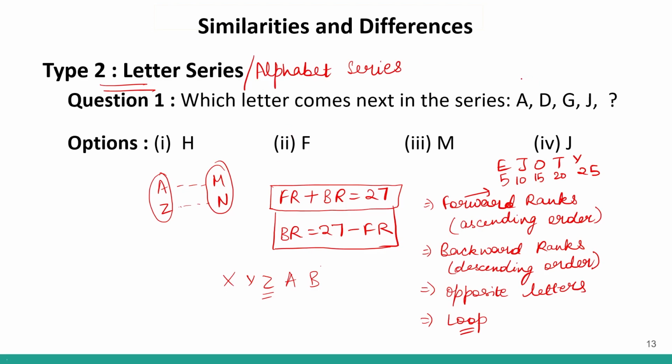Okay, so in this question, let us give them forward ranks. So A is first rank, D is 4. Similarly, G is 7, J is 10. So here I can see we are going plus 3, here also plus 3, here also plus 3. So the next rank will also come 3 positions forward, which will give us the 13th rank. And 13th rank belongs to M. So our answer will be option 3, M, which will be our correct answer.